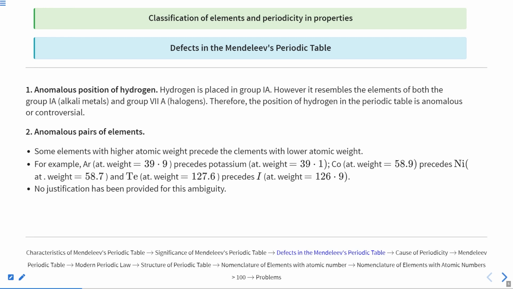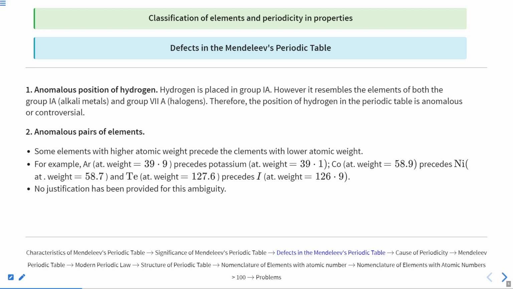Why is it so? Why was he not able to classify it? Although he was going by the way of properties, the difficulty was that it resembles both the alkali metals and the halogens in terms of properties. Some properties were in resemblance with the alkali metals, whereas other properties were in resemblance with the halogens. Therefore, the position of hydrogen in the modern periodic table is still controversial and anomalous.